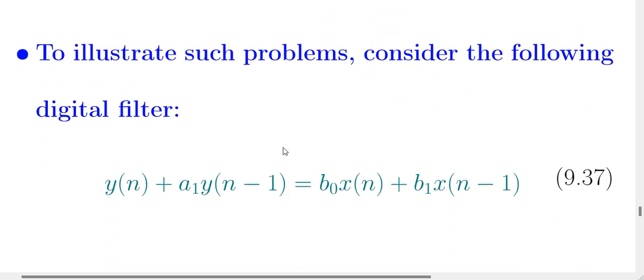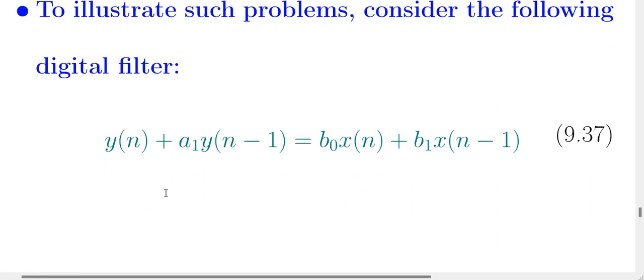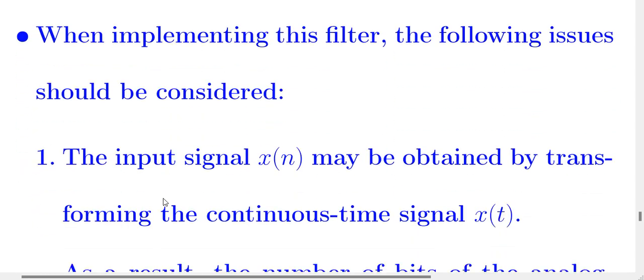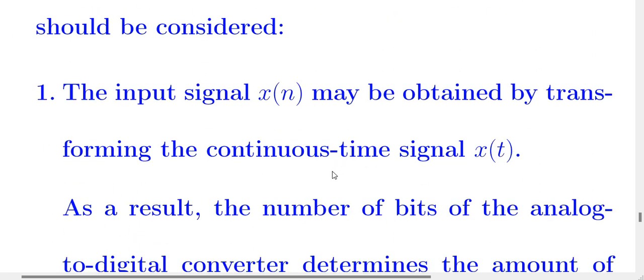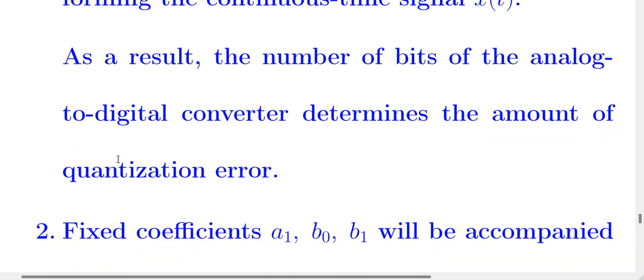To illustrate such problems, consider the following digital filter: y(n) plus a1 y(n minus 1) is equal to b0 x(n) plus b1 x(n minus 1). When implementing this filter, the following issues should be considered. The input signal x(n) may be obtained by transforming the continuous time signal x(t). As a result, the number of bits of the analog to digital converter determines the amount of quantization error.